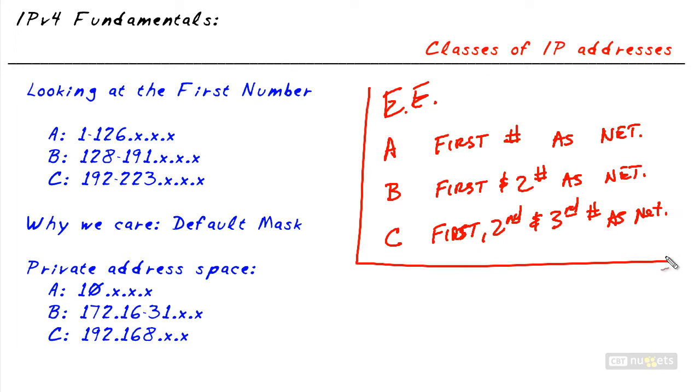So take a moment right now, pause me, and go ahead and write out the fact that Class A has the first number as the network, Class B has the first and second number as the network, and Class C has the first, second, and third number as the network address.